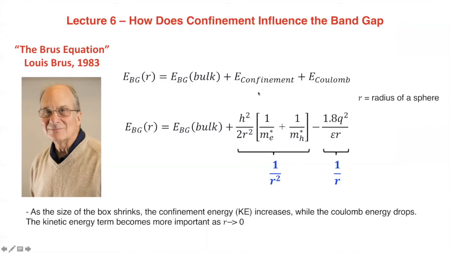So the confinement term is the shrinking particle in a box term, and the Coulomb term is what happens when you force a positive charge on top of a negative charge. The dimensions of that box and the space available to those charges define the magnitude of these terms. Importantly, the confinement potential goes as 1 over r squared, and the Coulomb potential goes as 1 over r. Brus talked about in his paper how as r approaches 0, it's really the confinement energy rather than the Coulomb energy that becomes dominant.